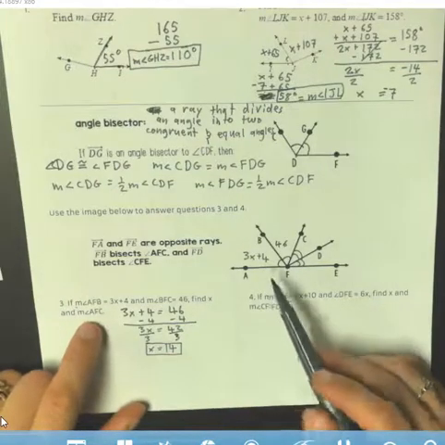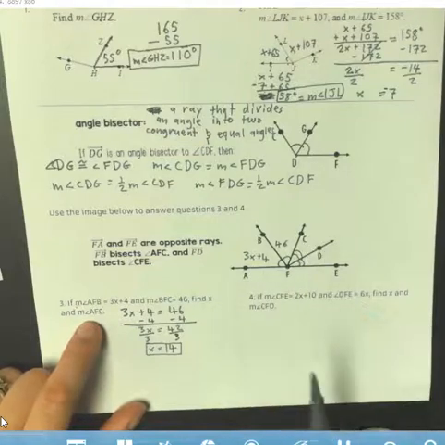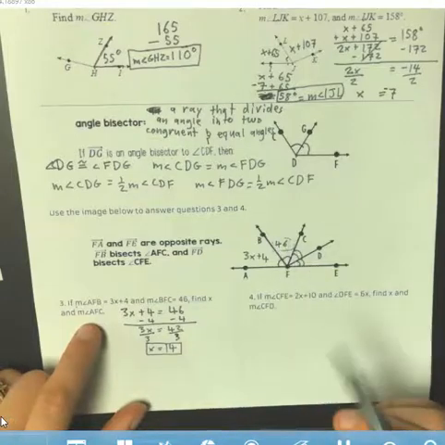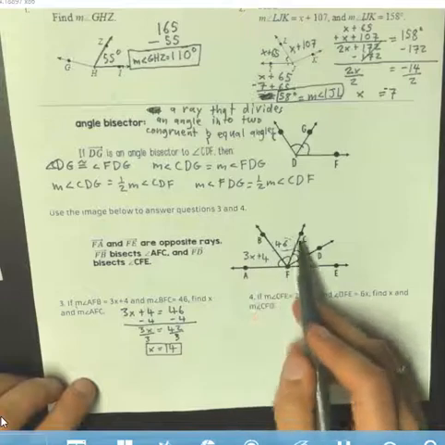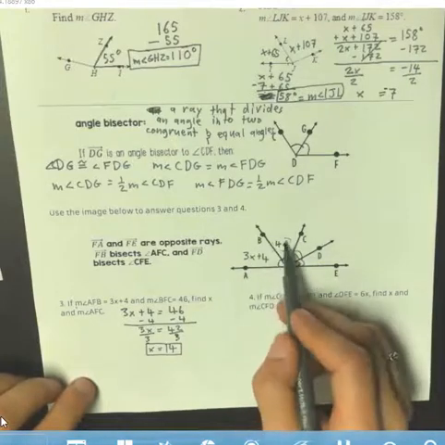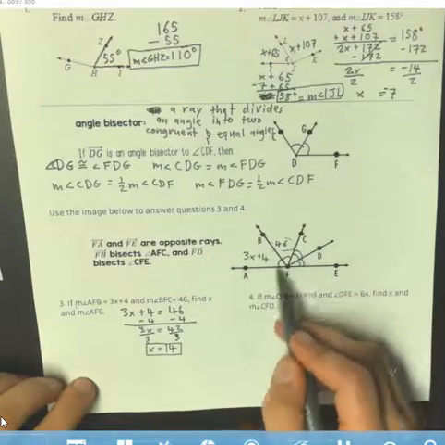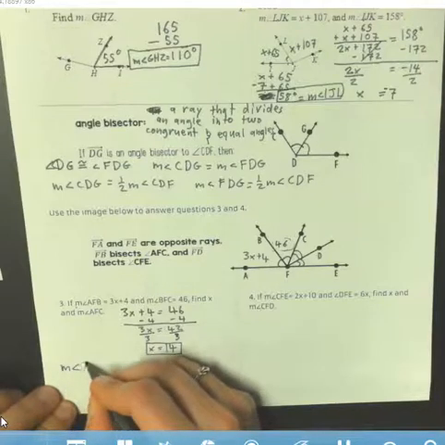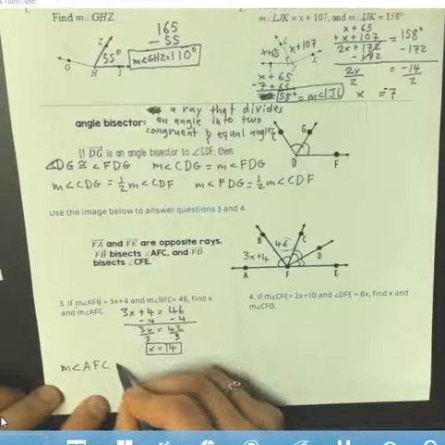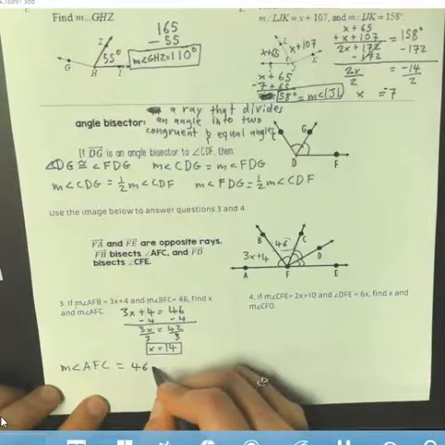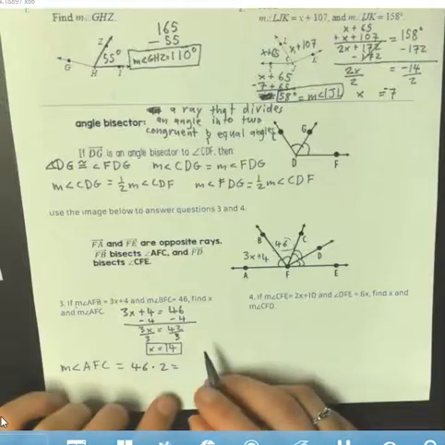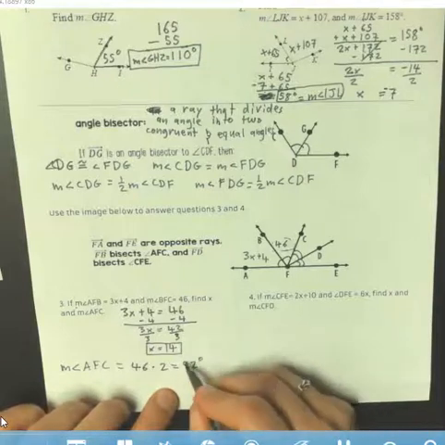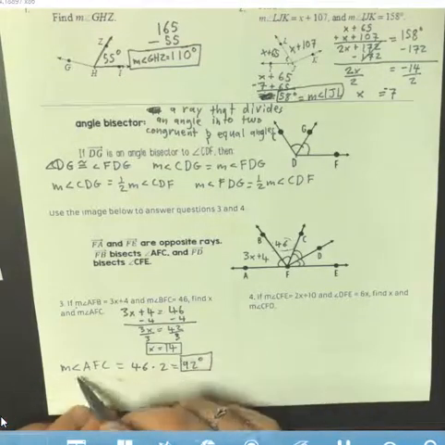And then it also asks for the measure of angle AFC. Well, we know that this is the bisector, and half of measure AFC is 46, so 46 times 2 should give me the whole big angle right here. Part plus part equals whole. This is the whole that I'm asking about. So measure of angle AFC is equal to 46 times 2, which is equal to 92. So 92 degrees is equal to measure AFC.